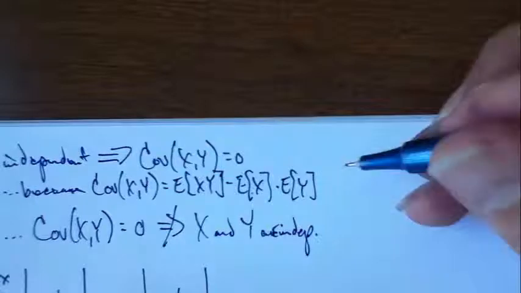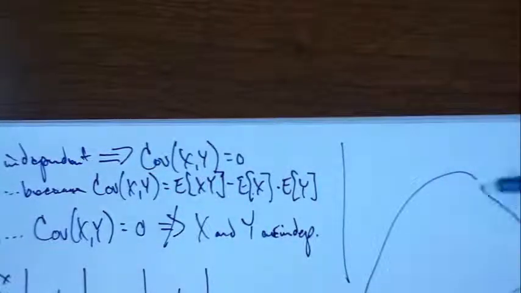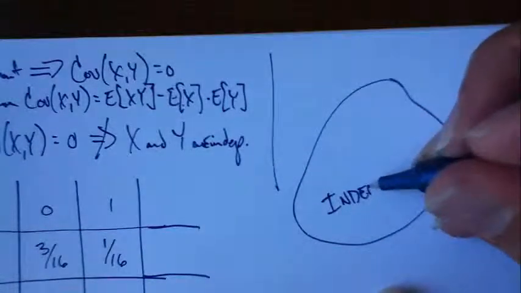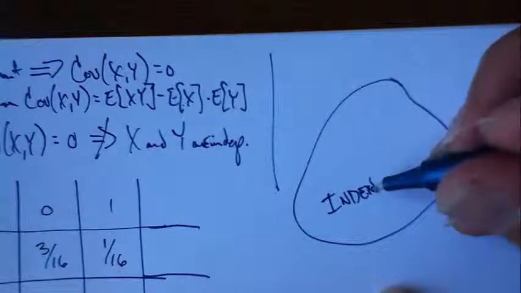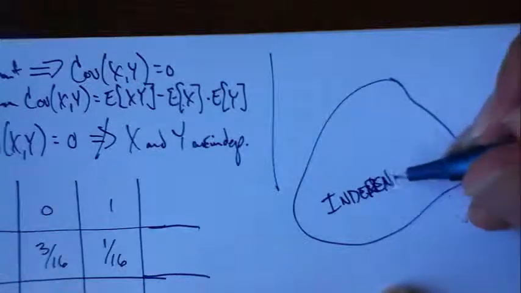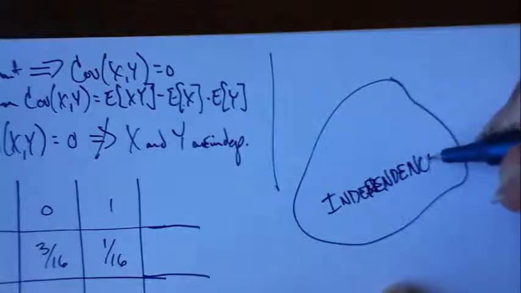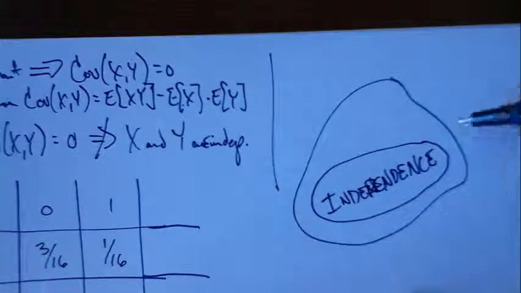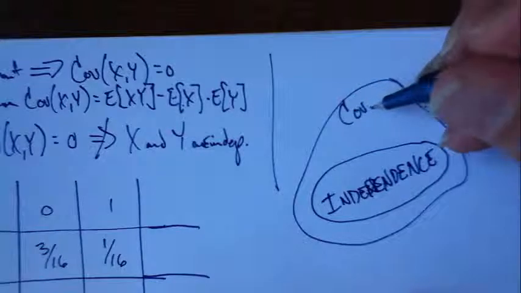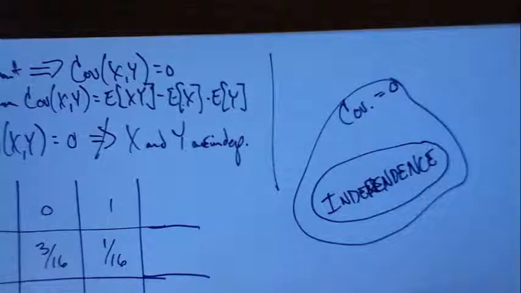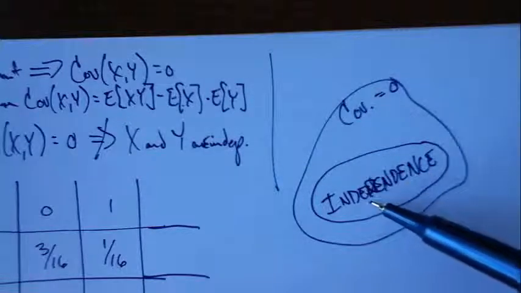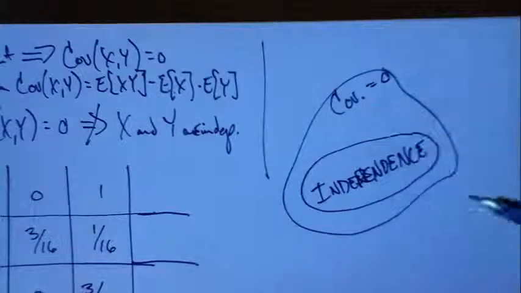Here's a good way to think about this. A good picture is: independence implies that the covariance is 0, okay? But the converse is not necessarily true. In general, it's not true. So if you have two variables with covariance 0, they may or may not be independent. But if they're independent, their covariance is 0.